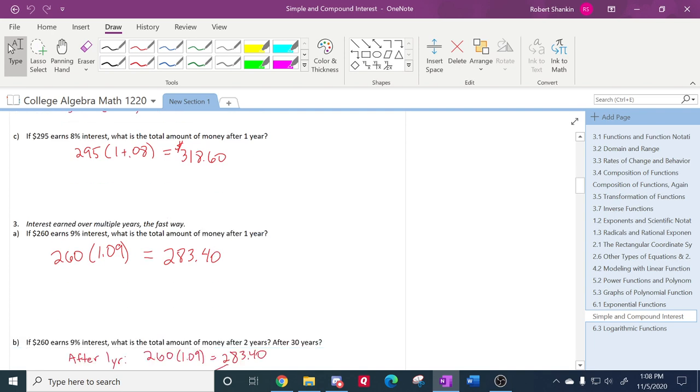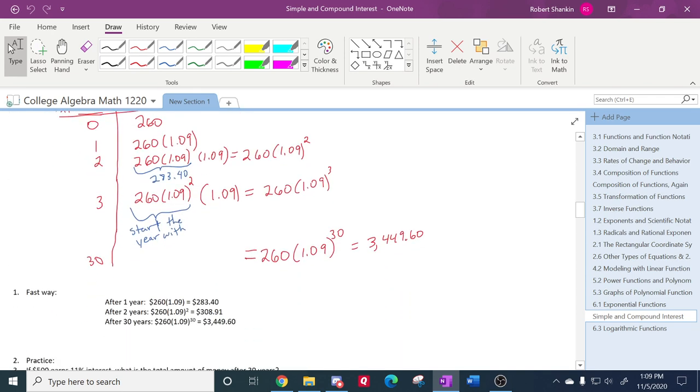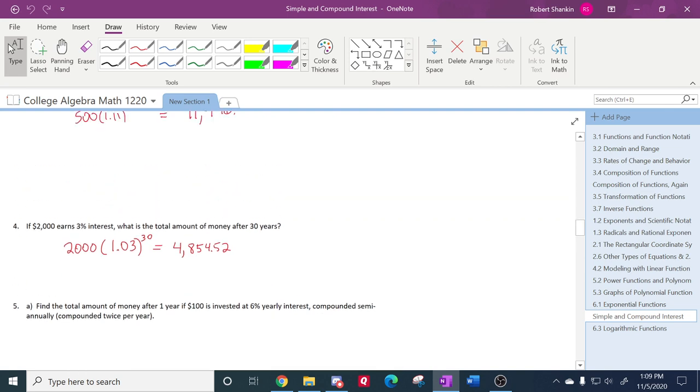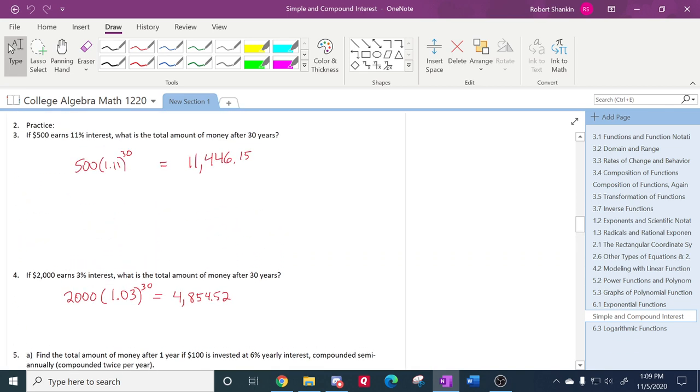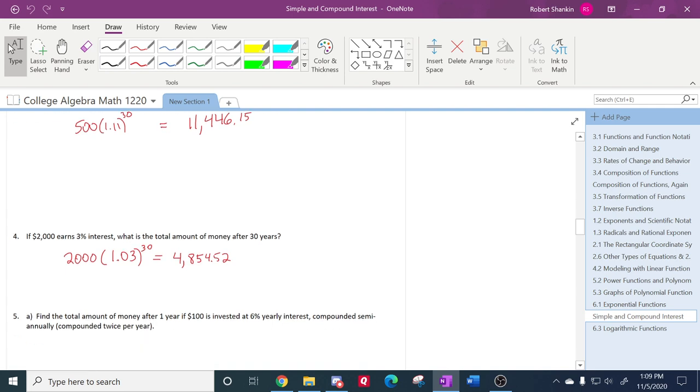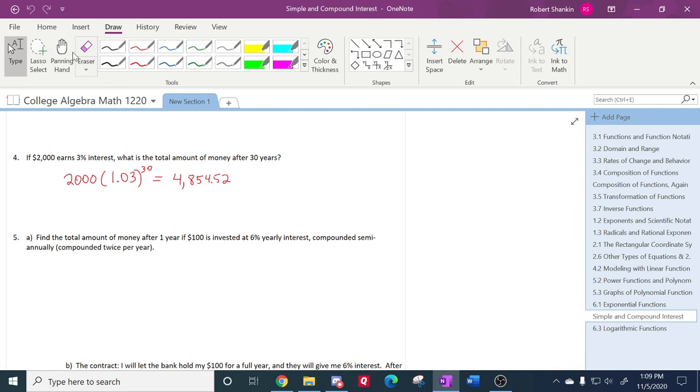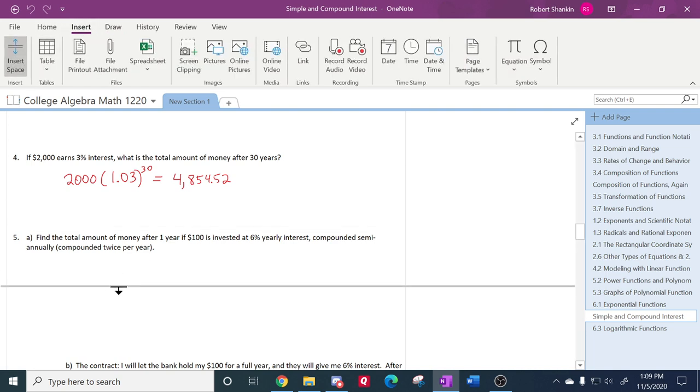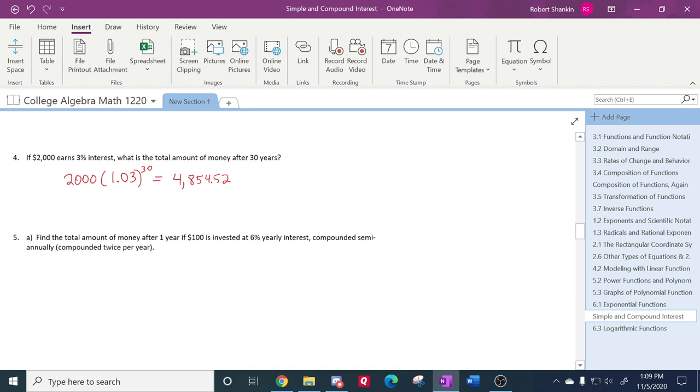And, alright. So, where we finished up before was kind of like what we did with these practice quizzes. 2,000 earns 3% interest. What's the total money after 30 years? And we had those. Alright. Now, here's where it starts to get important and a little bit tricky. 5A. Find the total amount of money after 1 year if $100 is invested at 6% yearly interest, compounded semi-annually, which means compounded twice per year.